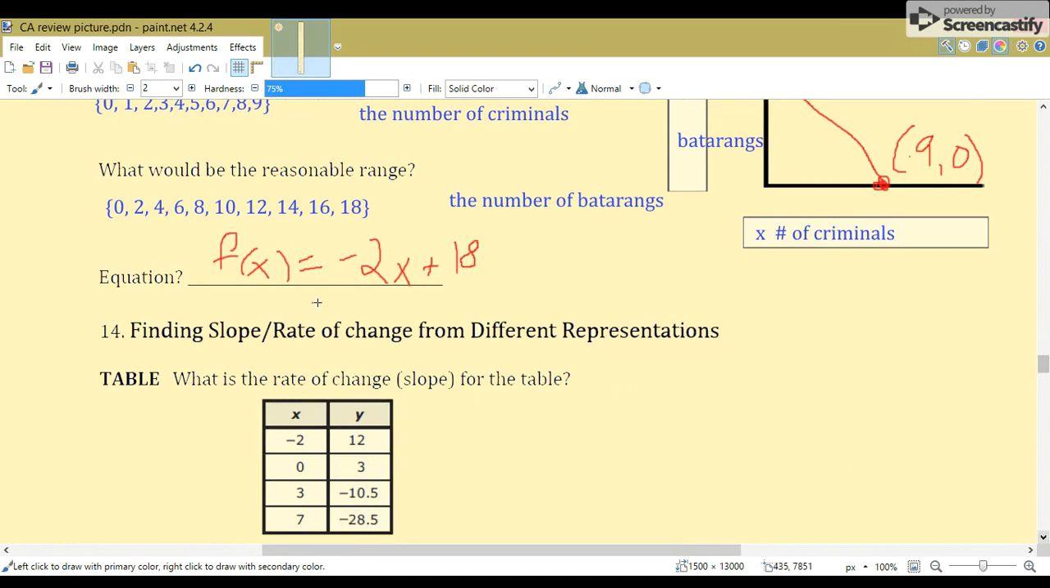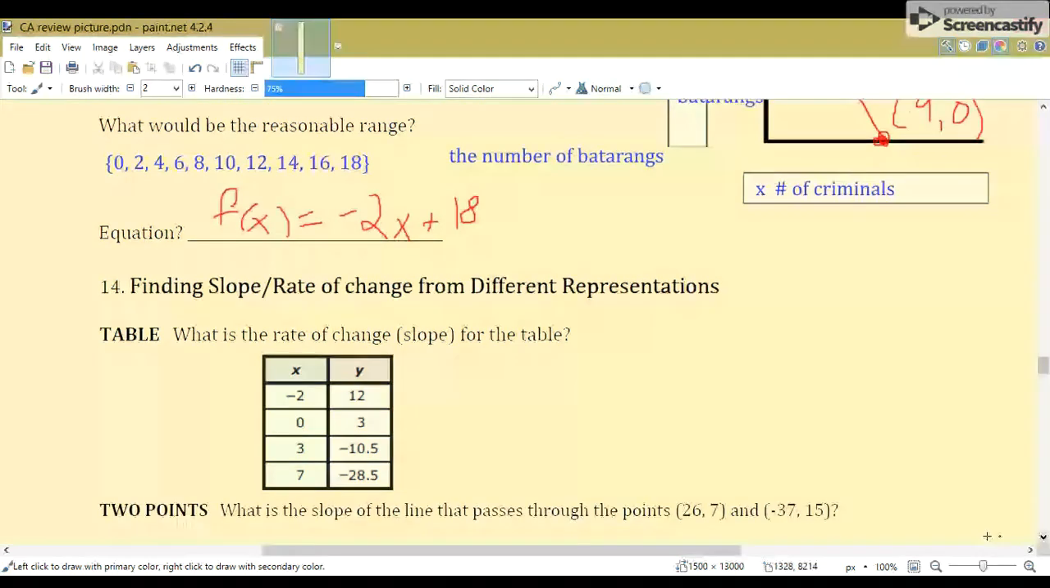Number 14, finding slope, rate of change from different representations. Table: what is the rate of change, slope, for the table? So we have our x column and our y column. First, we want to find our change in x and our change in y. For a change in x, from -2 to 0, we add 2. From 12 to 3, we take away 9.